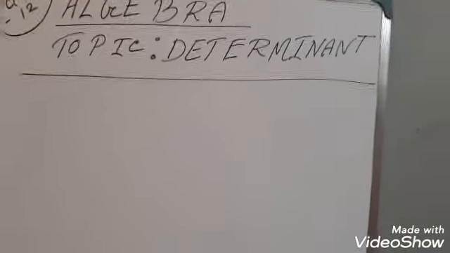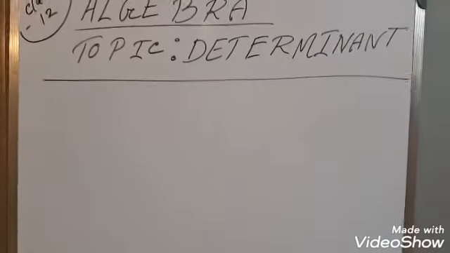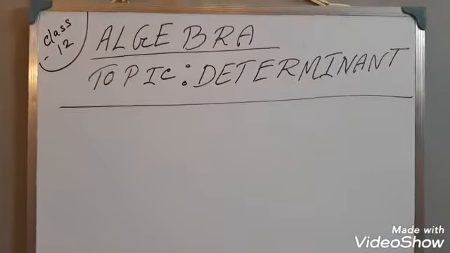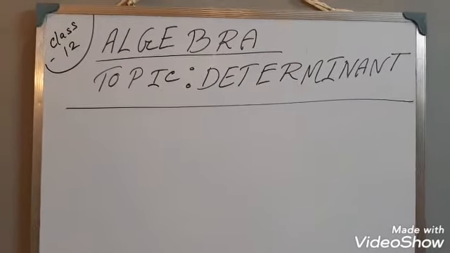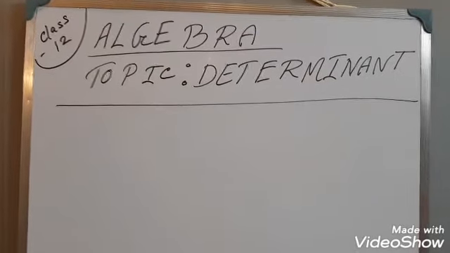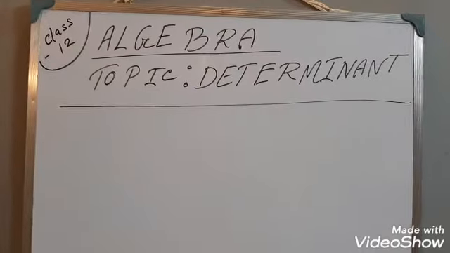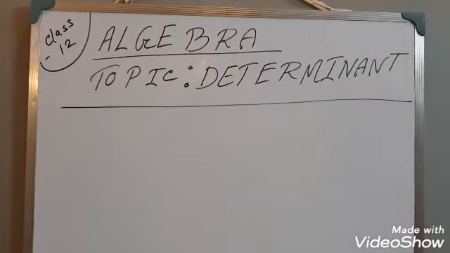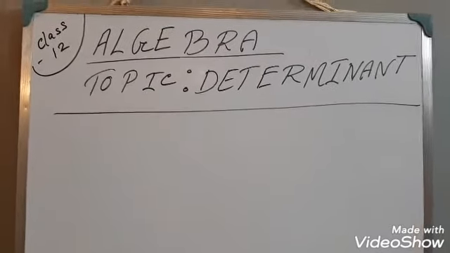Okay, and today I am going to start the new chapter from algebra, topic determinant. Since this chapter is a very long chapter, it will take time to complete. But at first I will start with the explanation part of determinant, then one by one I will solve the solution part from the exercise book, that is SND.